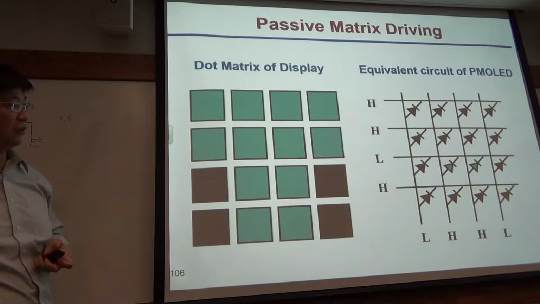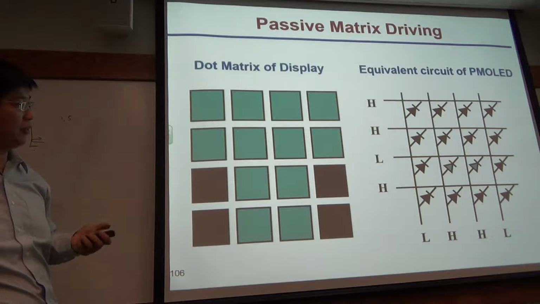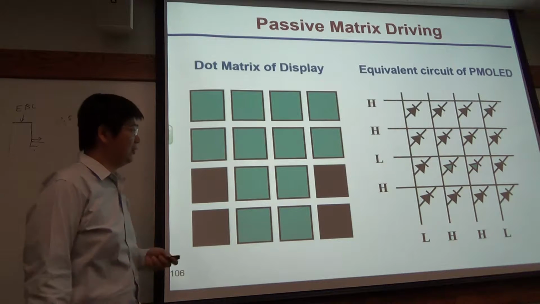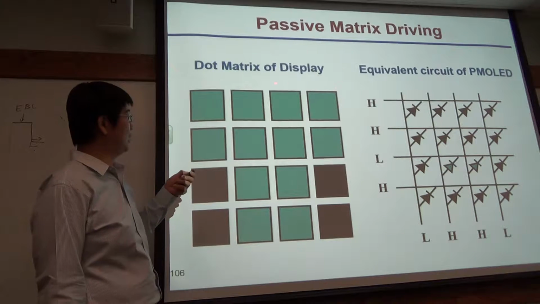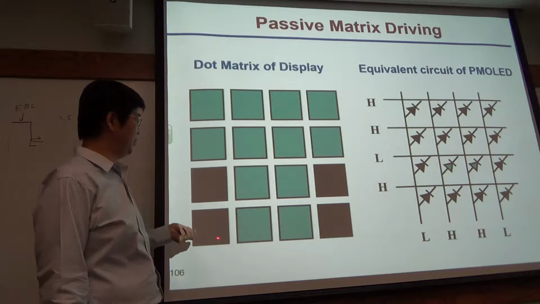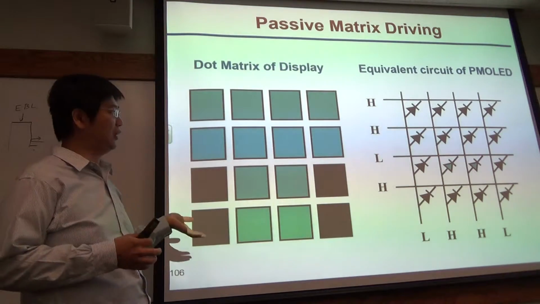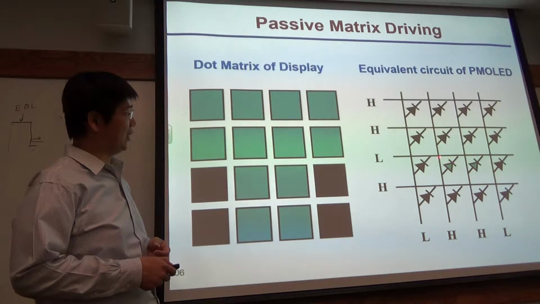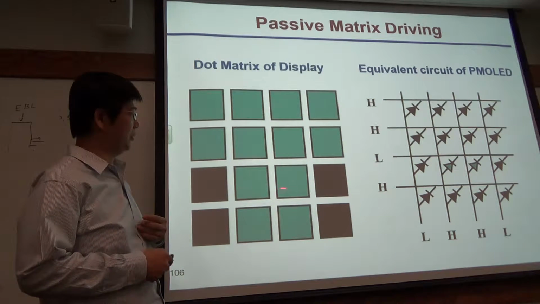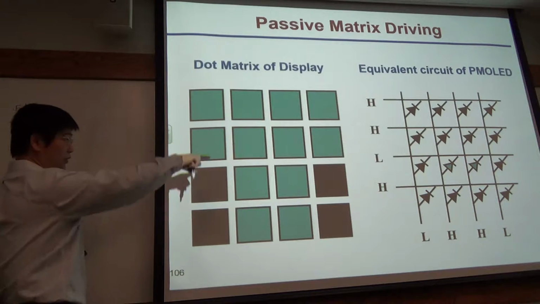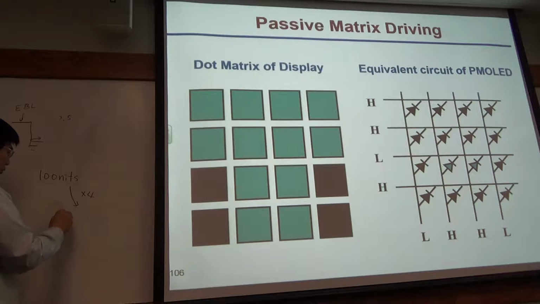So that is good for the smaller size, but if you go to a larger size and higher resolution, there will be some problems. Why? Because if we want to have this kind of image, we have to scan very fast. That's fine because OLED can respond very fast. But the problem comes from, for example, if we want a luminance of 100 nits and your row number is 4, which means your peak should be 400 nits.